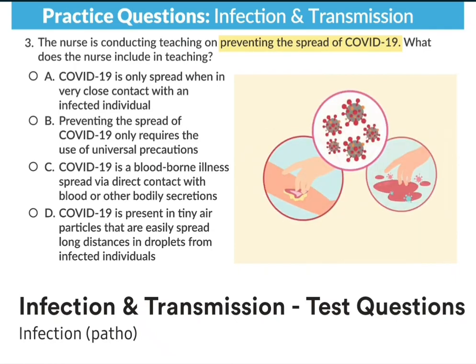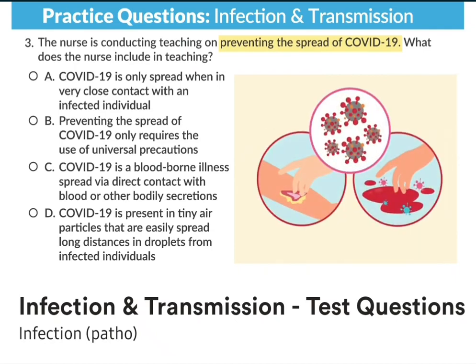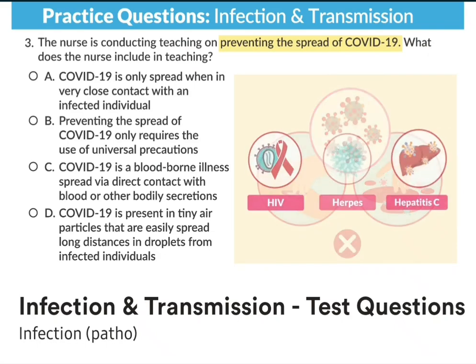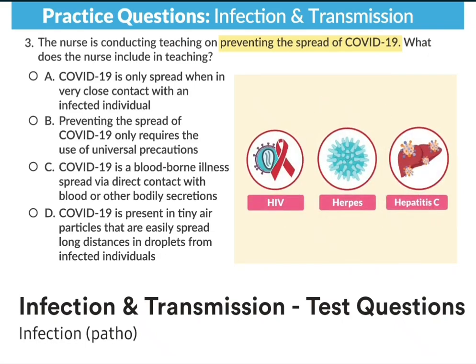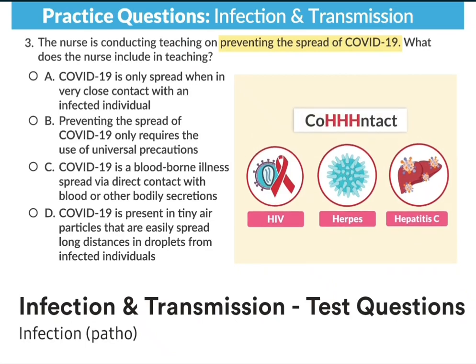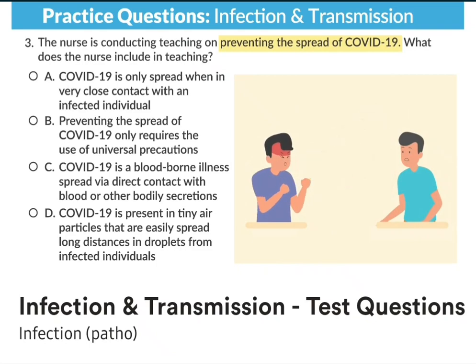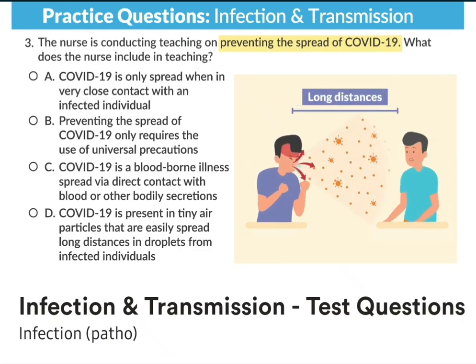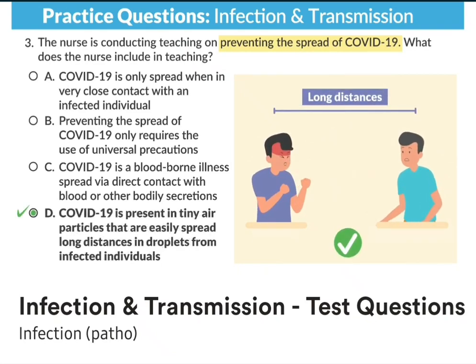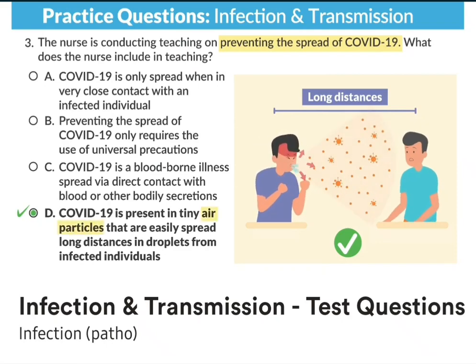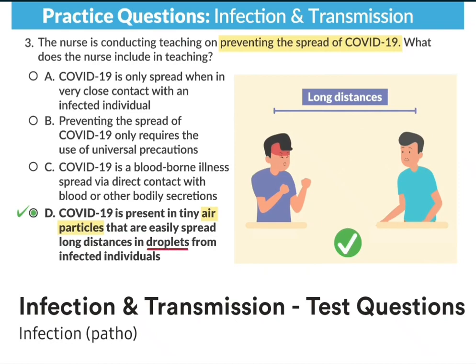Now, option C, COVID-19 is a bloodborne illness. No, remember, direct contact is that HIV, herpes, and hepatitis C for contact precautions. Now, option D, COVID-19 is present in tiny air particles. Yes, the key term there is air particles that are easily spread long distances in droplets from an infected individual. Yes, now this option is the most correct.